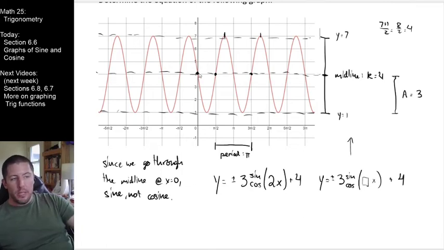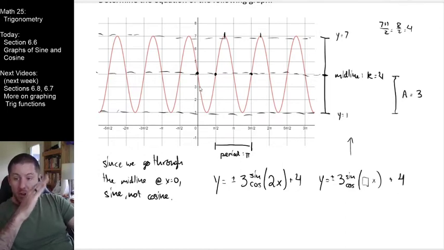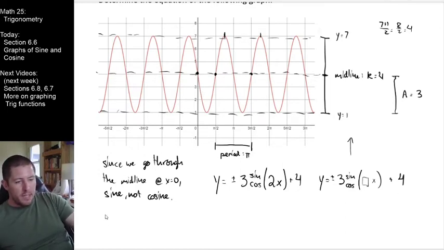Since this passed through its midline rather than experiencing a max or a min at 0, I know it's sine, not cosine. But I'm also seeing that we're decreasing through the origin rather than increasing through the origin like sine normally does. So I'm going to say, but sine of x is increasing through the origin.